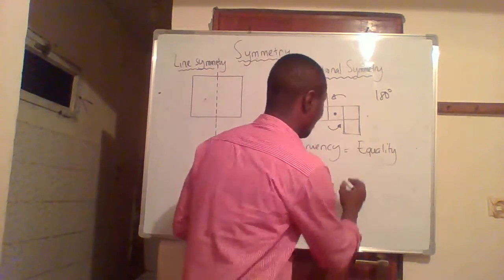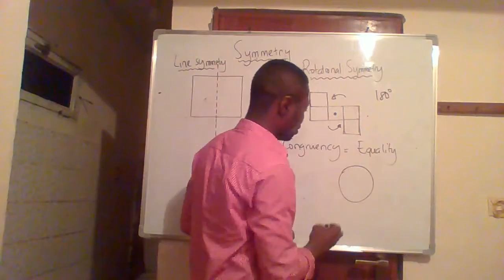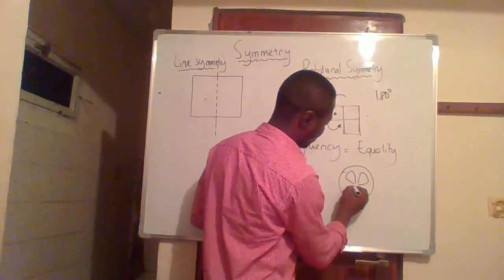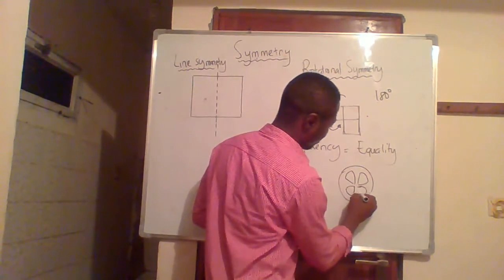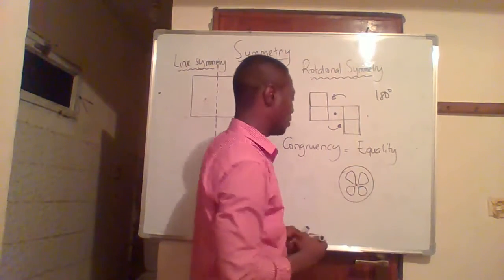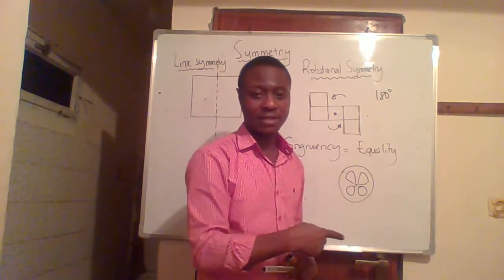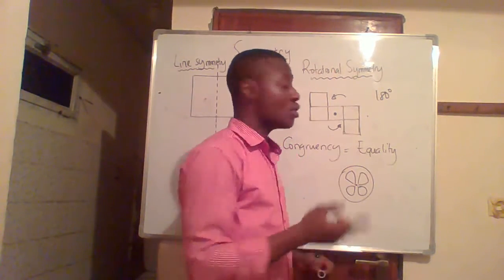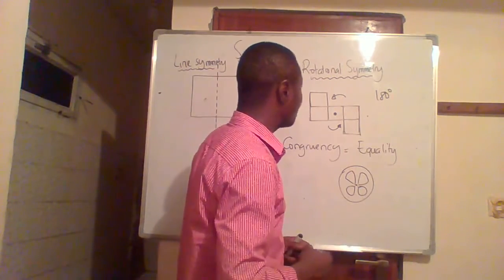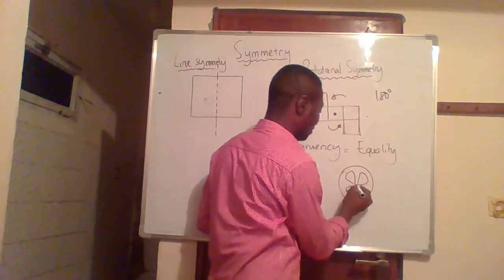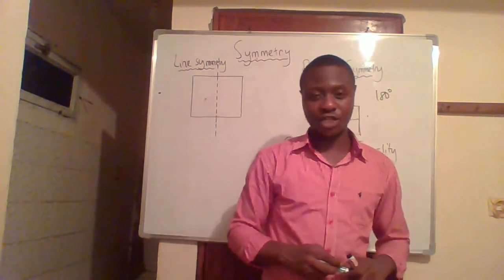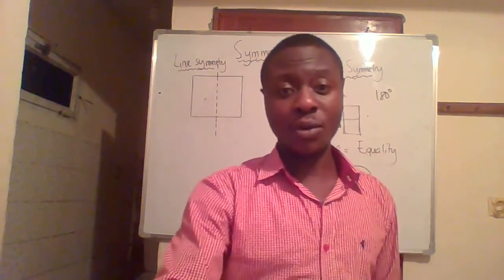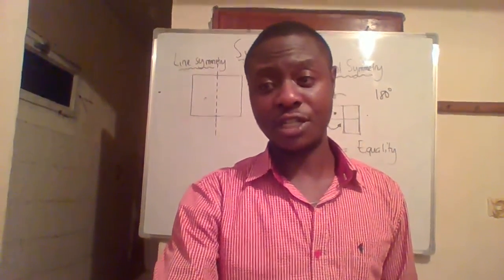I'll give you another example of rotational symmetry. Let's say I have this shape, and there's a point in the middle. If I turn it once, I still have the same shape. If I turn it again, I still have the same shape. So it's a rotational symmetry. And in the middle, I have this point which is called the rotation center. It's the center where the rotation is actually taking place. Okay, so we're going to move on to more detailed explanations.